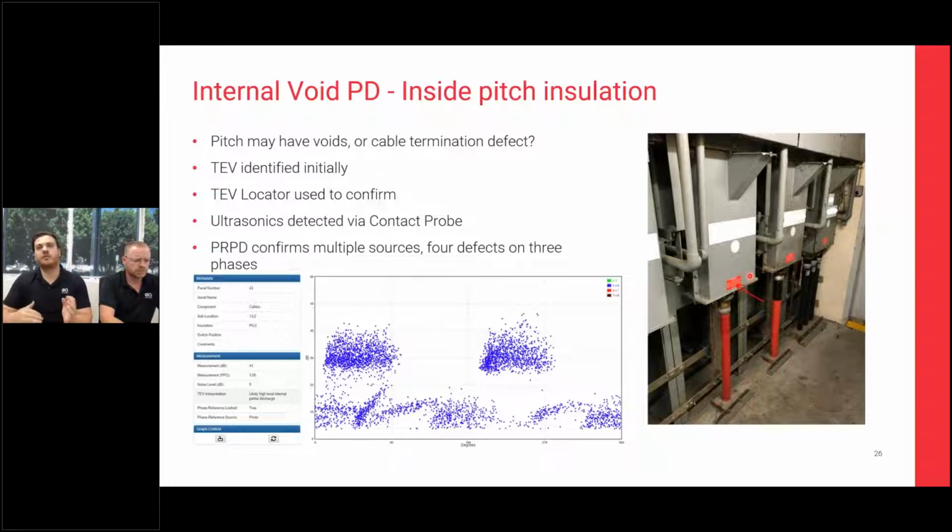So once again, we used all of them together. We knew the nature of pitch and the pouring of pitch in, and were able to conclude where this PD source was most likely coming from. I can't tell exactly where all of the 4 individual sources are within here, but we know that it's strongest right at the cable termination.